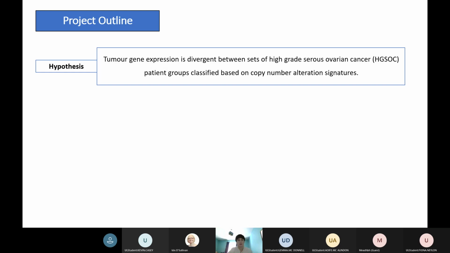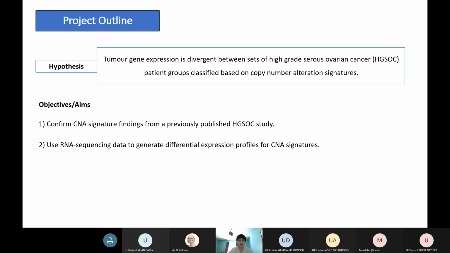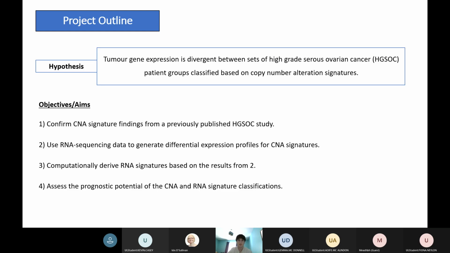The main objectives or aims of this study were to confirm CNA signature findings from a previously published ovarian cancer study, use RNA sequencing data to generate differential expression profiles for these signatures, computationally derive RNA signatures based on these results, and ultimately assess the prognostic potential of both the CNA and RNA signature classifications.